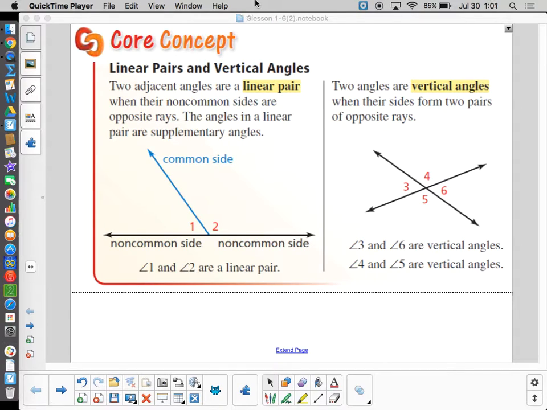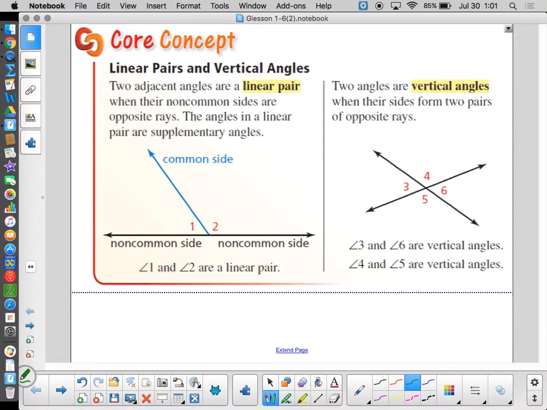Okay, today we're going to talk about the last new concept of Chapter 1, and these two concepts are called linear pairs and vertical angles. Now, linear pairs and vertical angles both happen when lines intersect something. Linear pairs are simply two angles that are adjacent and supplementary, to use the words from yesterday.